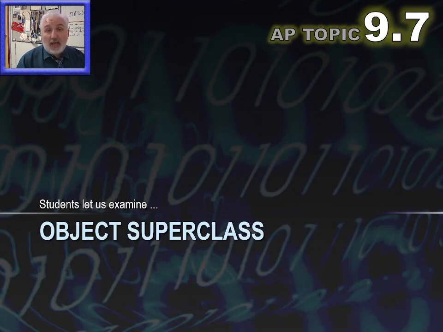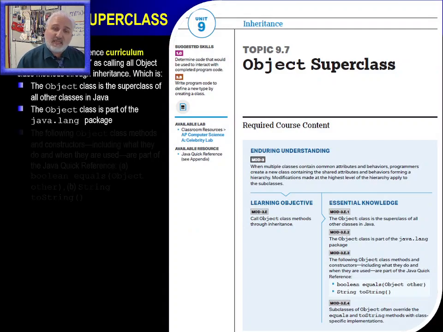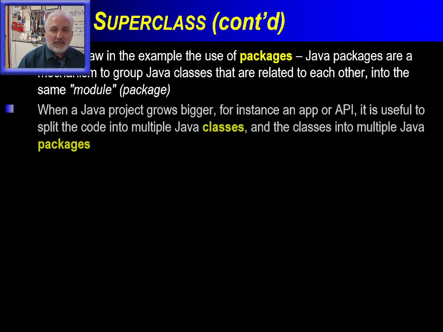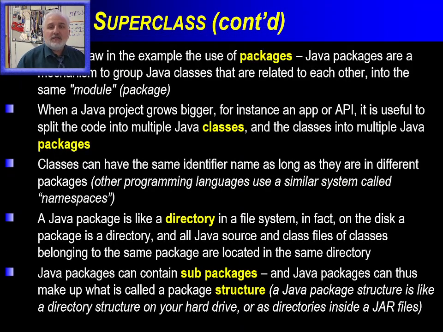And we can now look at topic 9.7, the object superclass. So how does that relate to the java.lang Object class as the parent class of all classes in Java? Well, let's look at how we reviewed that in Computer Science 40S. One thing we talked about was the use of packages, or in other words, namespaces, to organize classes so you don't have two classes having a name conflict. Think of it like a directory. Think of it like a folder structure, okay?